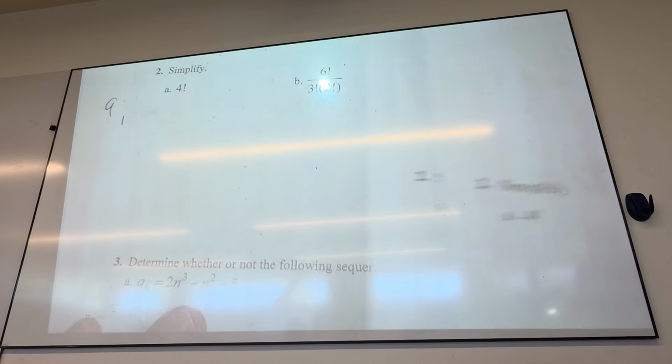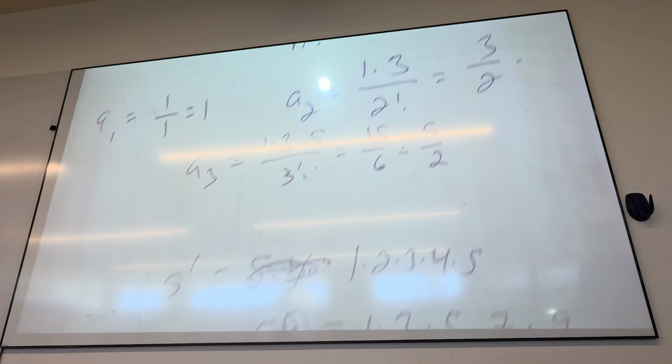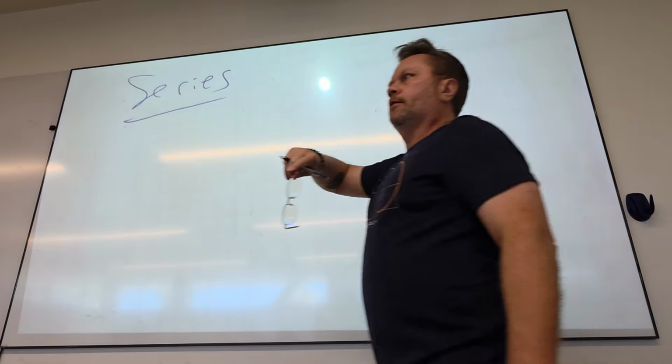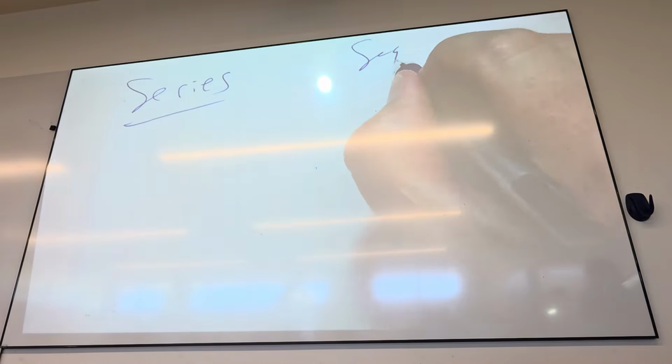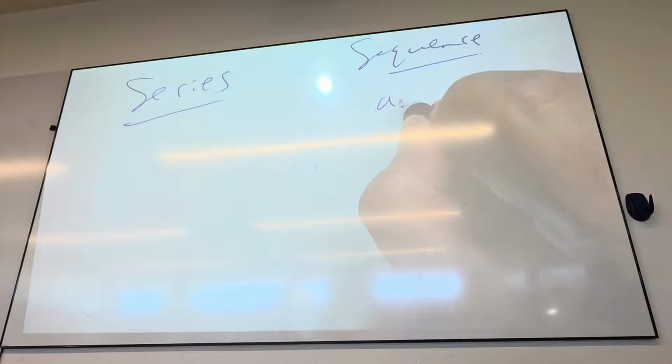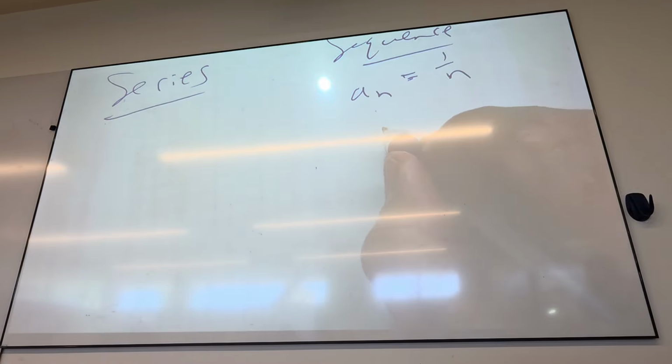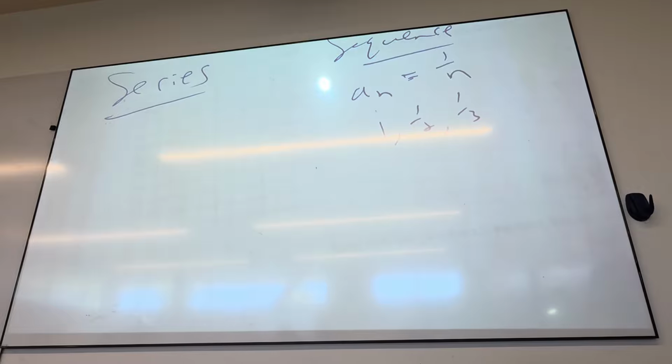We're about to take the next big step, and this is where things get very interesting. And I think I kind of gave this away already. I keep saying this word series, so I might as well write this down. A sequence is like elements. So like this would be 1, 1/2, 1/3.